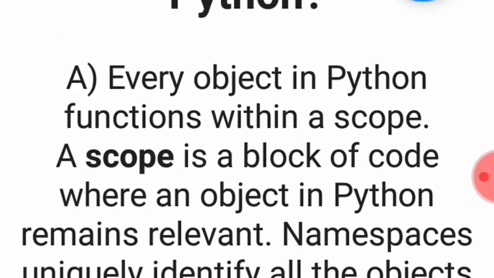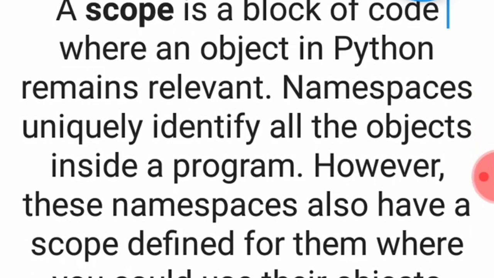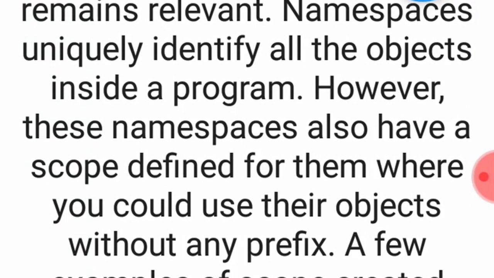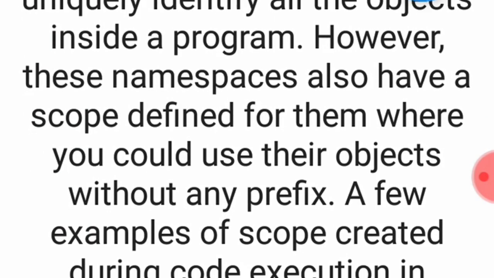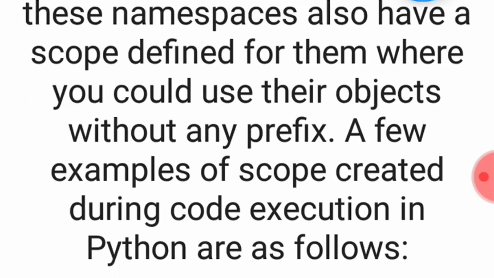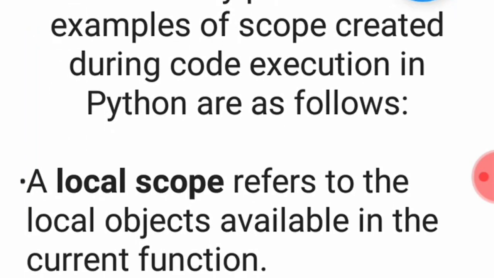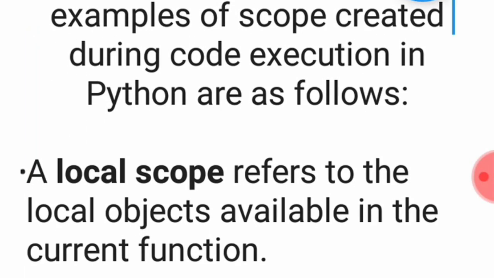Point 8. What is scope in Python? Every object in Python functions within a scope. A scope is a block of code where an object in Python remains relevant. Namespaces uniquely identify all the objects inside a program. However, these namespaces also have a scope defined for them where you could use their objects without any prefix. A few examples of scope created during code execution in Python are as follows.